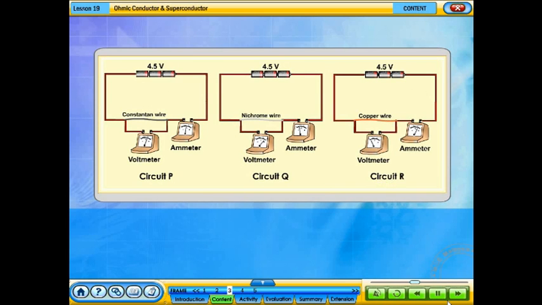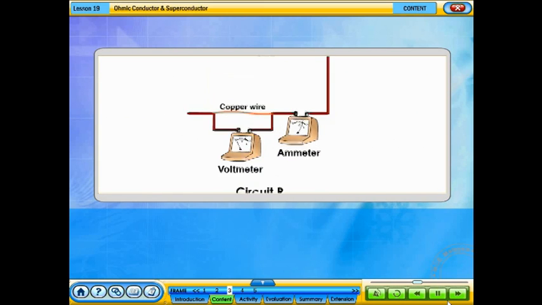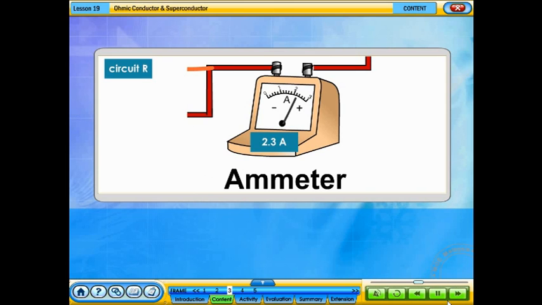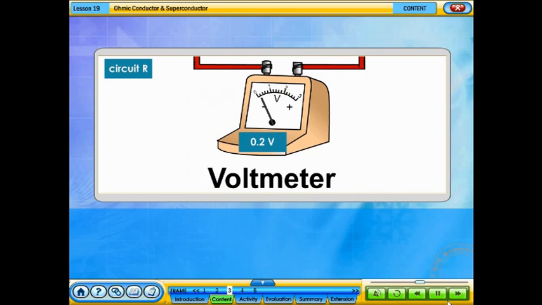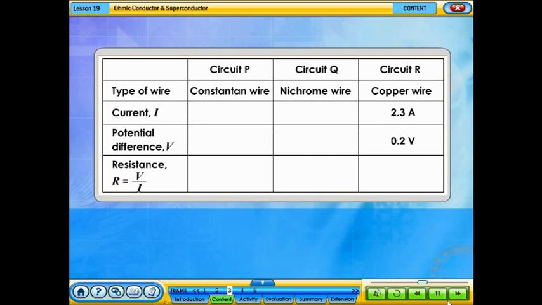Note the readings of the ammeter and voltmeter in circuit R. The ammeter reading is 2.3 amperes, and the voltmeter reading is 0.2 volt. Resistance R is equal to potential difference divided by current. The resistance of the copper wire in circuit R is 0.09 ohm.